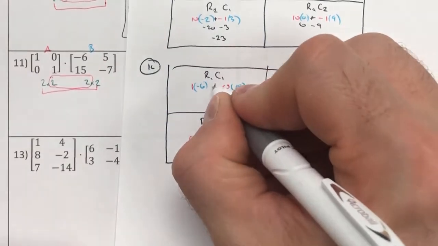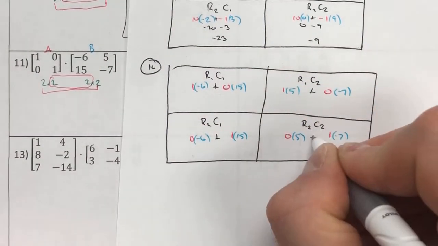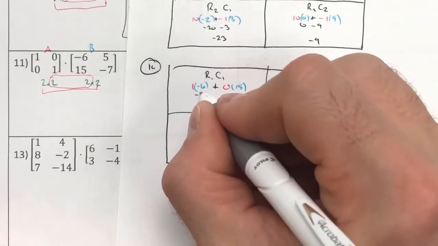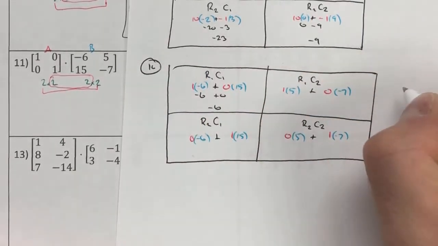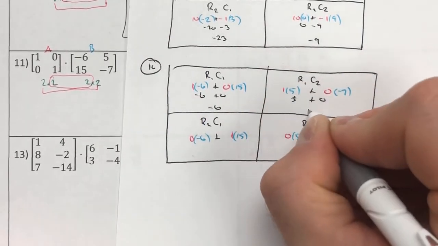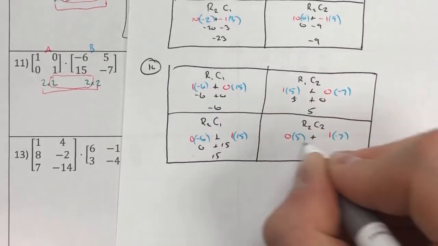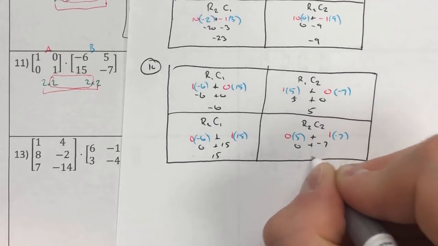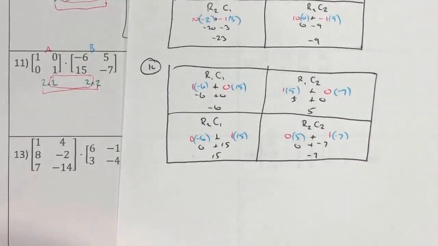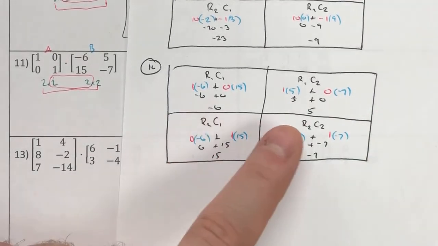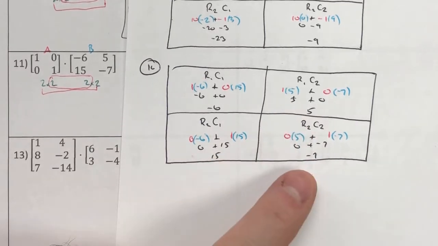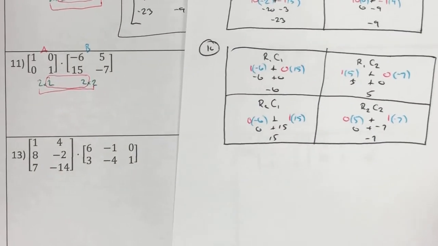We're going to find the dot product of each one of these. So -6 plus 0, 5 plus 0, 0 plus 15, 0 plus a -7, which is -7. So what we get is a -6, 5, 15, and -7.